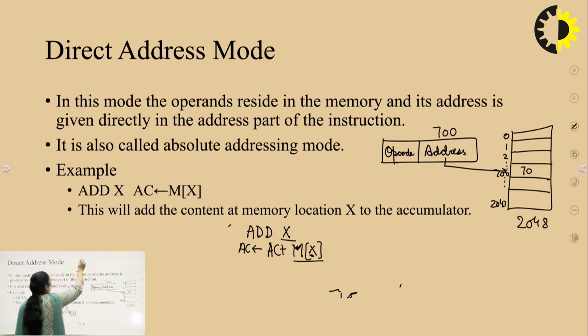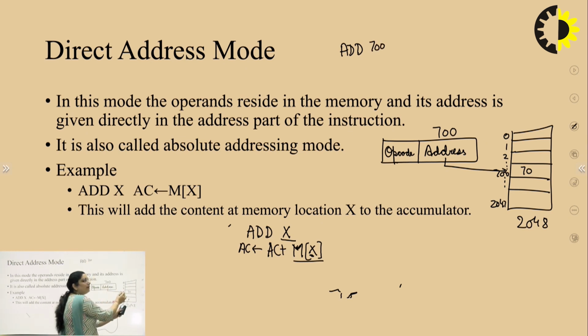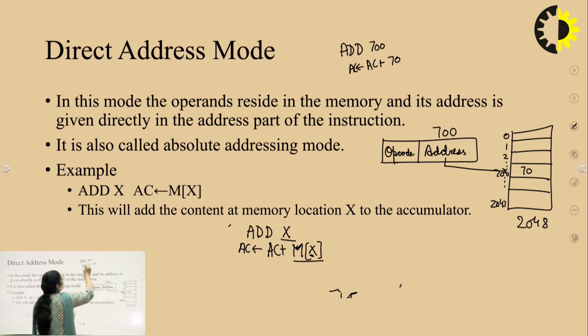If I say add 700, add 700 means go to memory location 700, fetch the data from there, I will get 70, and add this content to the content of accumulator and transfer back the result to accumulator. This is direct address mode. Earlier we discussed register direct mode. Now we are discussing direct address mode, which means direct address of the memory location is available.